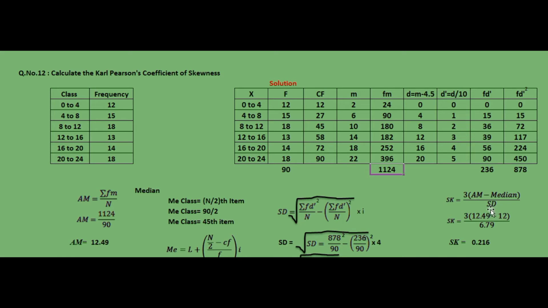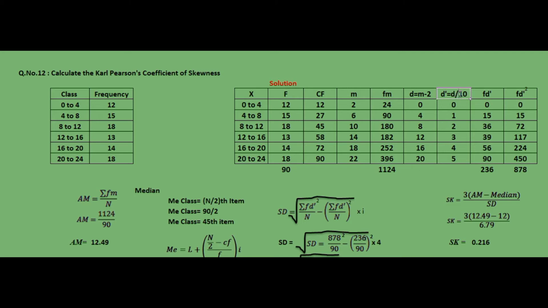Now we need to find the standard deviation. For that purpose, D. What is D? M minus the assumed number. The smallest number here is not actually 4.5, it was 2. Right? The smallest number is 2. M minus 2. 2 minus 2 is 0. 6 minus 2 is how much? 4. 10 minus 2 is how much? 8. 14 minus 2, 12. 18 minus 2, 16. Then 22 minus 2, 20.